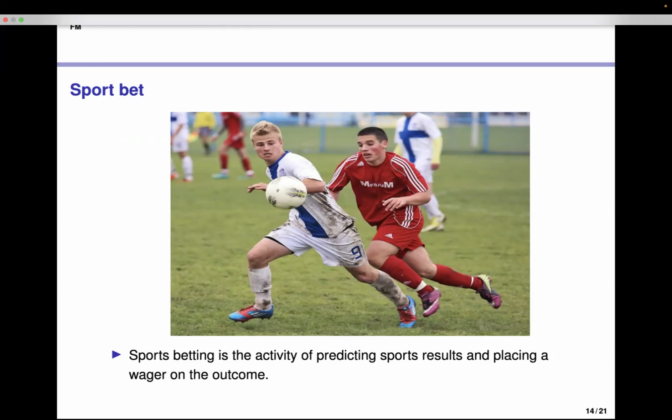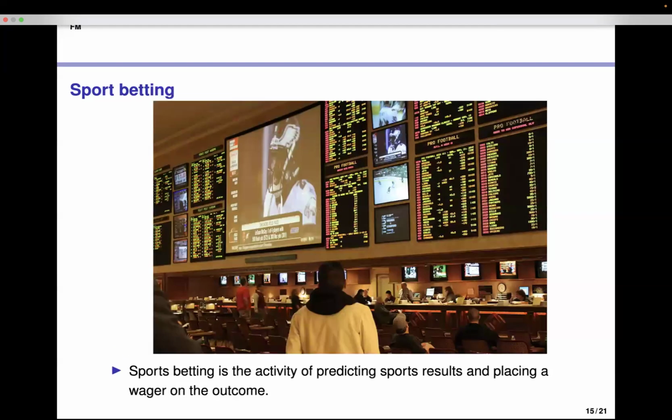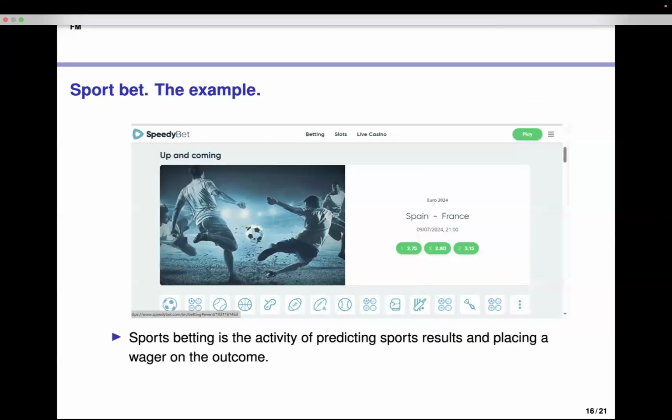Maybe you know about sport betting, the activity of predicting sports results and placing a wager on the outcome. Yes, you know about this, guys. Yes, I know. So now sport betting is very popular, and we can do it online.